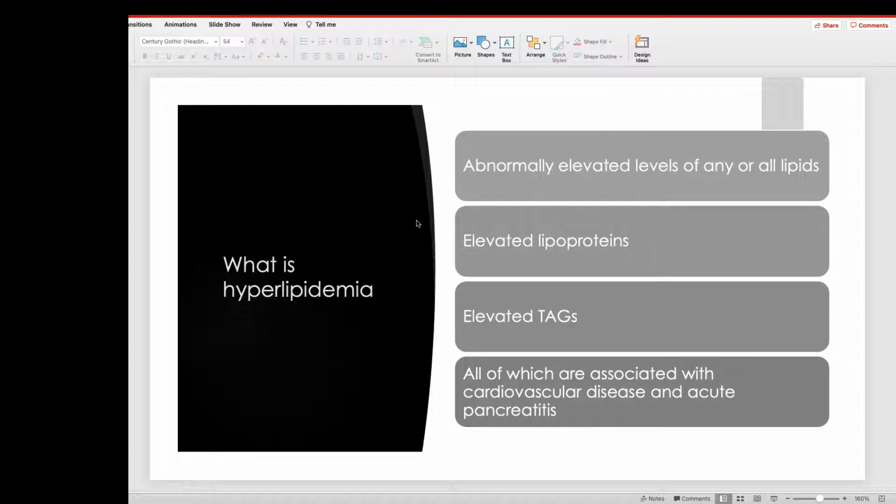So hyperlipidemia, as you would imagine, basically means that you have abnormally high levels of all or any lipids. You could have not only elevated lipids, but also elevated lipoproteins. If you don't know what lipids are or what lipoproteins are, we will talk about those in great detail momentarily. You can also have elevated TAGs, which are triacylglycerols, which are triglycerides. Those are another type of lipid that's circulating in the blood. And all of these are associated both independently and synergistically with cardiovascular disease and also acute pancreatitis.